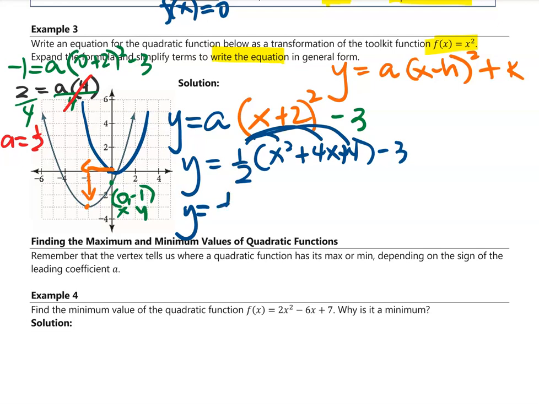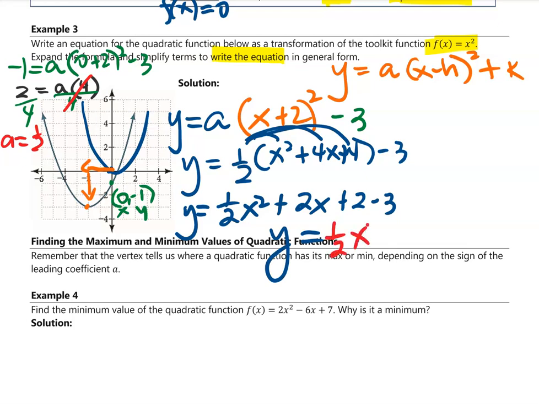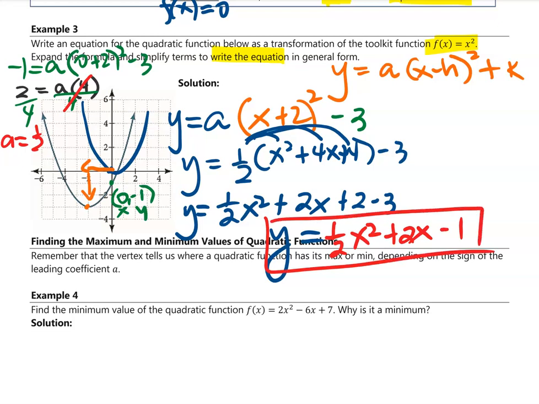1/2 times x squared is 1/2 x squared, plus half of 4 is 2x. Half of 4 again is 2, minus 3. And this is going to be equal to 1/2 x squared plus 2x, 2 minus 3 is -1. So this is the answer in general form.